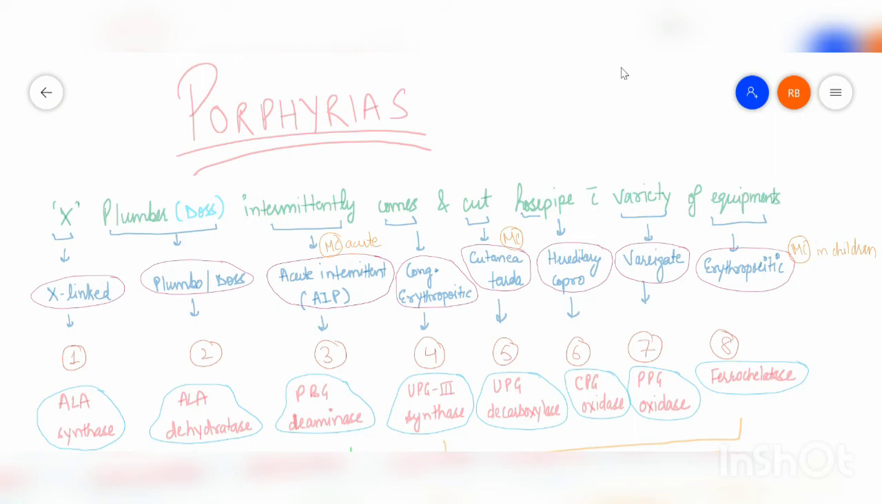synthesis cycle respectively. So from the sentence, the point here to remember is the acute intermittent porphyria is the most common acute porphyria. Cutanea tarda is most common overall, and erythropoietic protoporphyria will be seen most commonly in children. So I have written the enzymes. You can remember these enzymes from the cycle above.